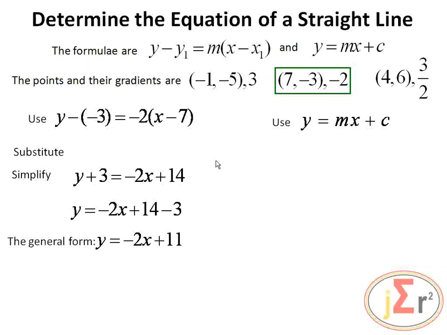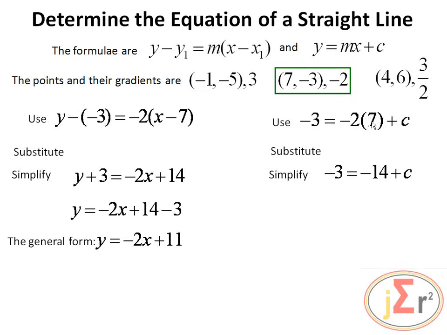Now we're going to use y is equal to mx plus c. Y is this value of y, negative 3. M is negative 2, goes right there. X is 7, that will go right there. The only thing that is missing is c, and we put all of those into the equation and simplify in order to determine the value of c.